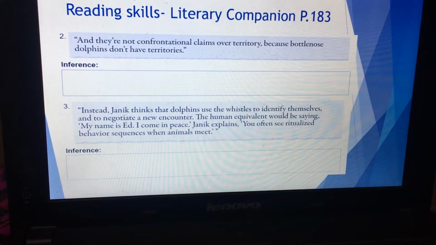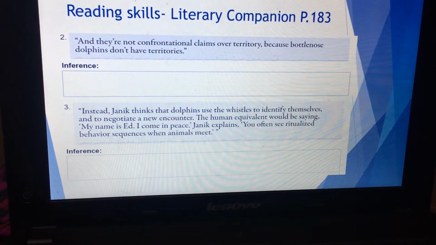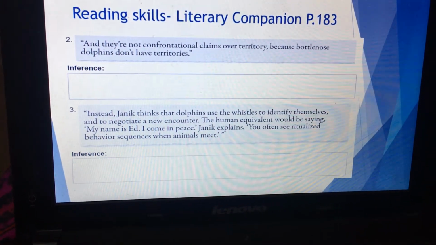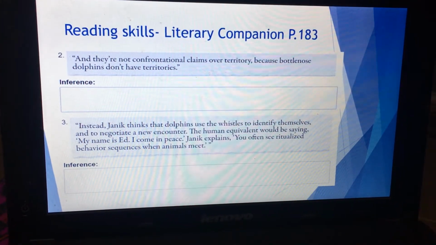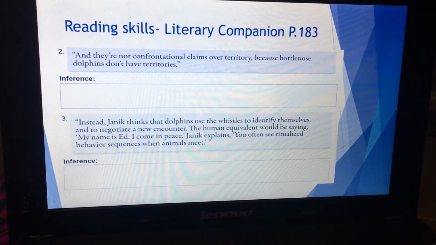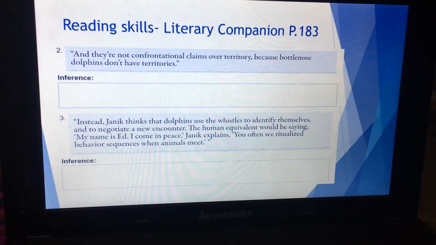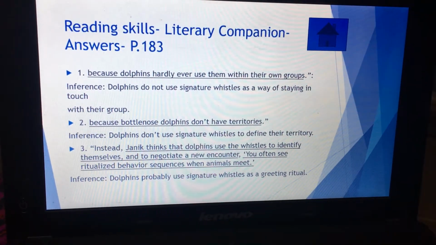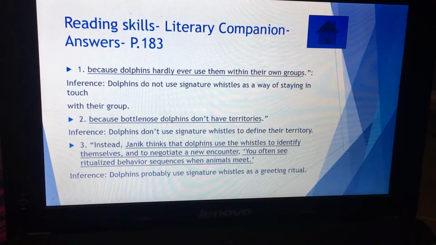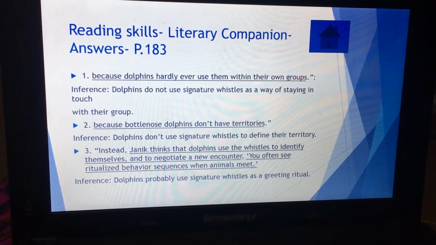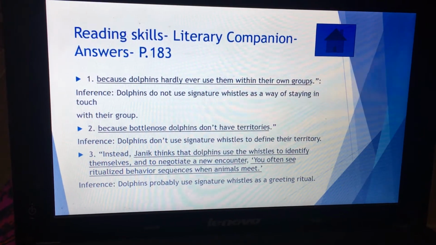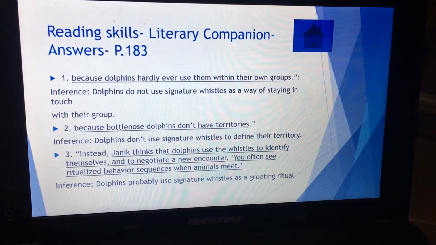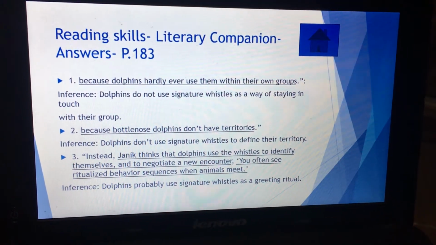The second sentence is that, and they are not confrontational claims over territory because bottlenose dolphins don't have territories. Now, when you make your inferences, be focused on the sentence itself. When you see words like because, words like suggest, it means that you have to draw your own conclusion. Let's begin with the first one. Because dolphins hardly ever use them with their own groups. When you have because, and we are talking about whistles here, it means that the inference, what we understand from this sentence, is that dolphins do not use their signature whistles as a way of staying in touch with their group.